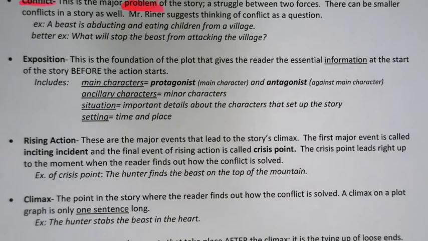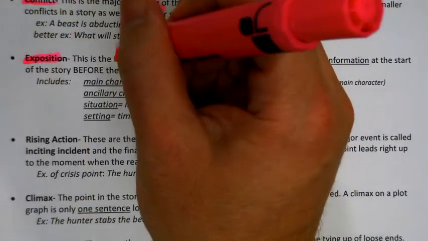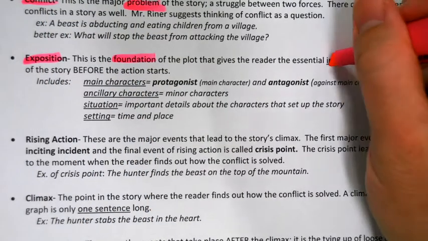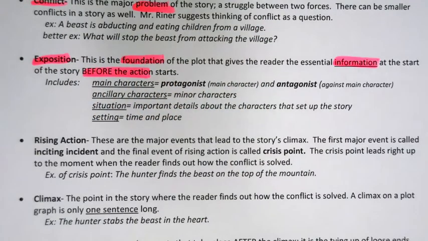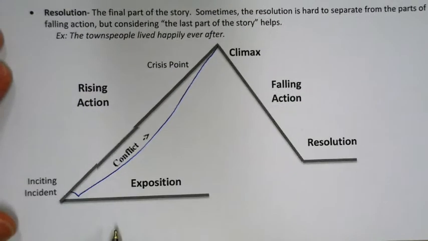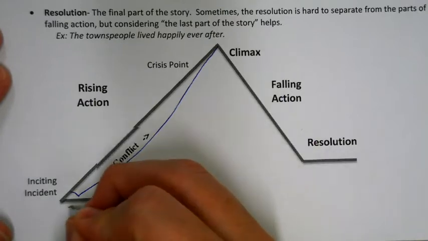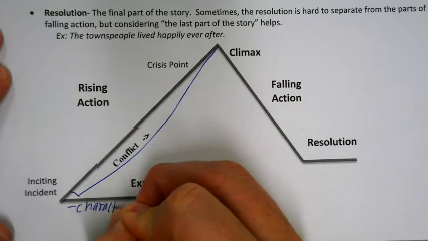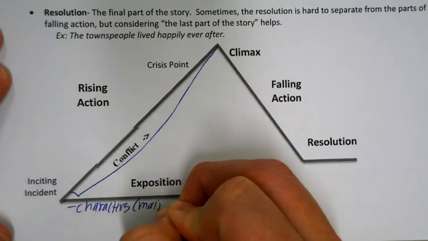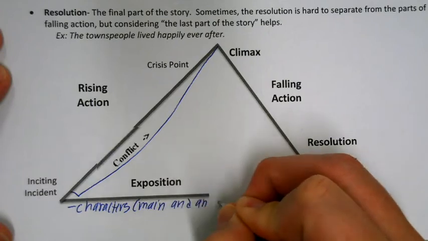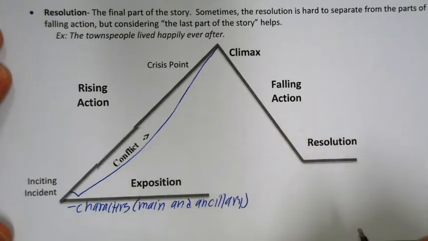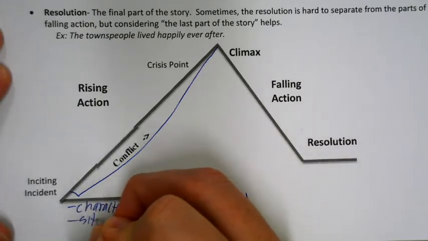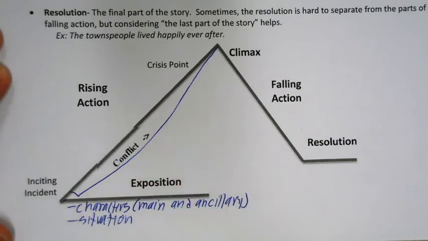Exposition, we've talked about before. Exposition is the foundation of the story that gives essential information at the start, before the action. So in our plot graph down here, we have the exposition. Notice it's kind of like the foundation holding up the whole plot otherwise. And here is where we have the characters listed. That's main and ancillary. We will look at a more detailed version of a graph in the future, but this is the basic. It's also the situation, which is maybe a little bit about the beast or the village.